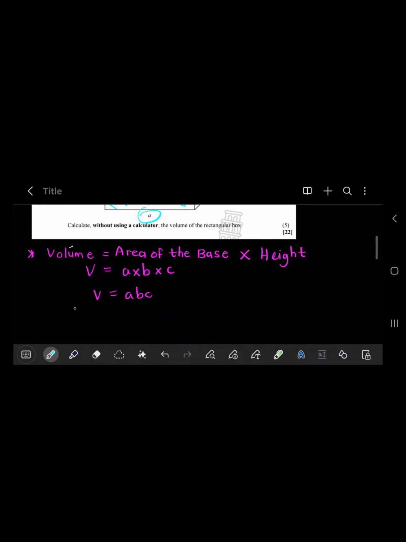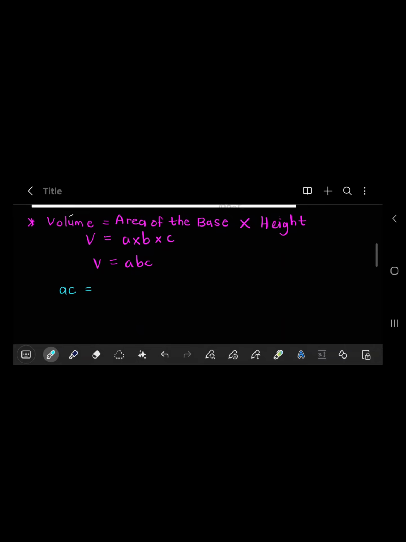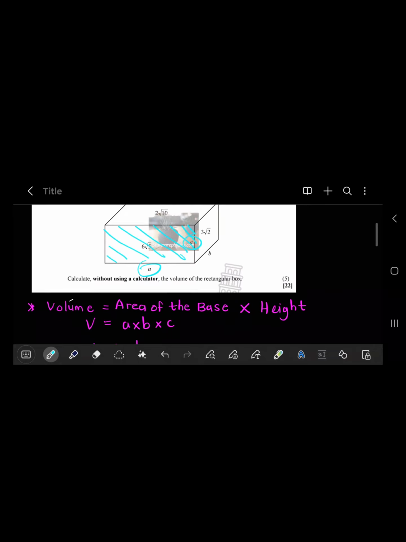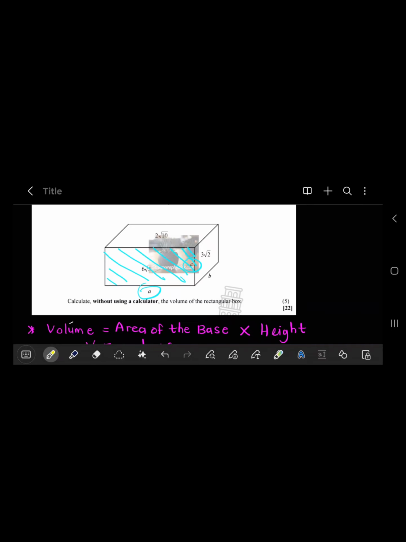But looking at it, it's a rectangle. We know the area of a rectangle is length times breadth. So the long side multiplied by the short side. I'm going to write that as A times C. So I can say AC. Okay. Now just to write down what I'm given for now. AC is given as square root 5. The next shape I want to focus on, which is also a rectangle, is the face on the side, so the right hand side here.